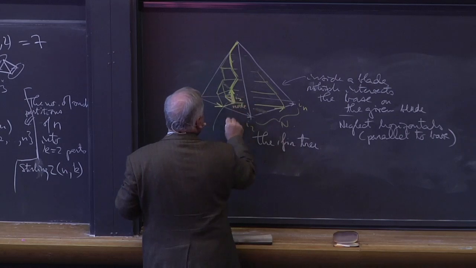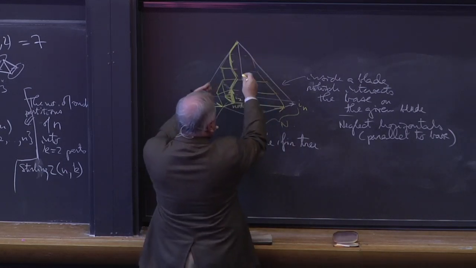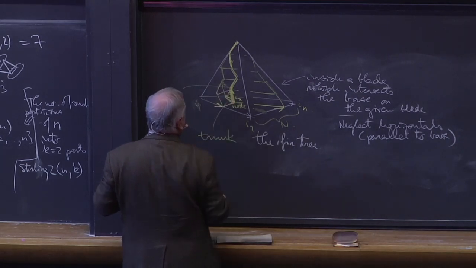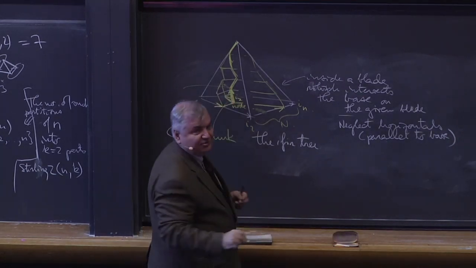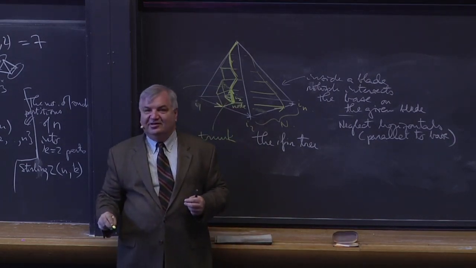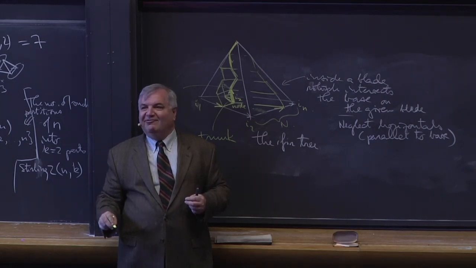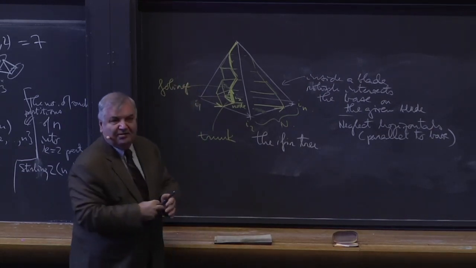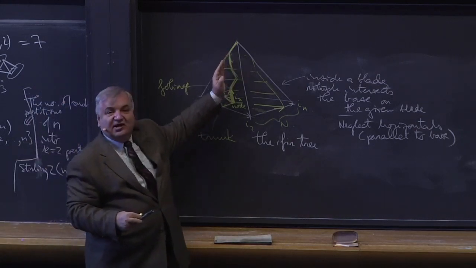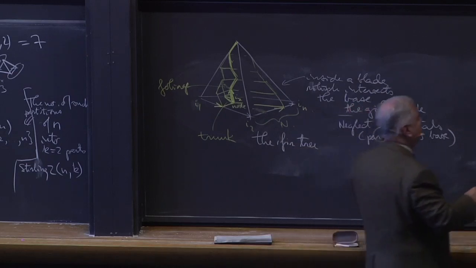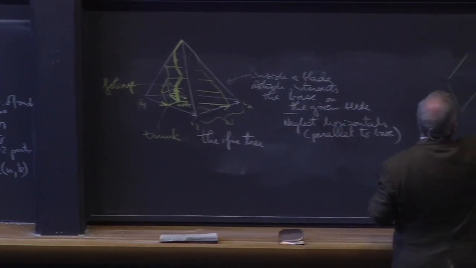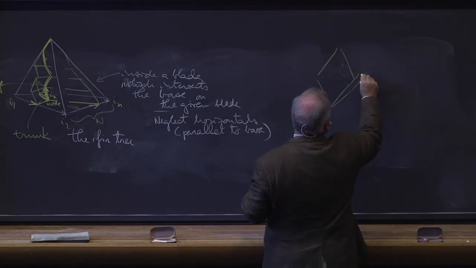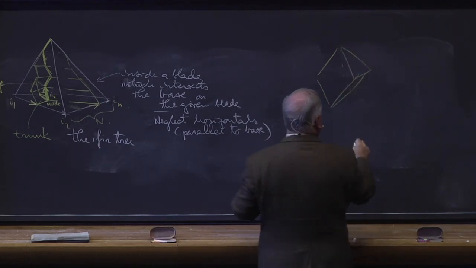So here this is a trunk of the fir tree. You see, it does look like there is a trunk. And these are the, what should we call it, bulk or something like this? Any suggestion here? Foliage. Foliage is better. That way we don't conflict with the blade or something like this. So this is a trunk.